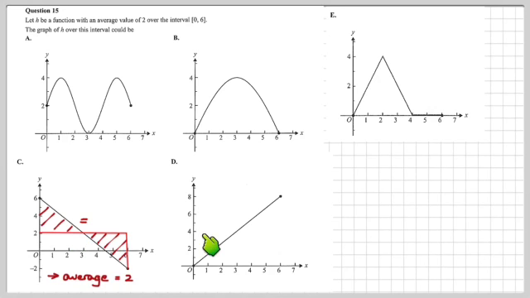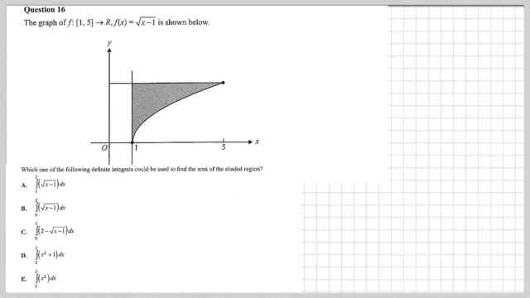This one here, if you do the same thing, you've got from 0 to 8, therefore the average would be basically 4, so that's no good. Same procedure, but it gives us an average of 4 and not 2. So therefore C is the answer, guys. Okay? So let's have a go at question 16.